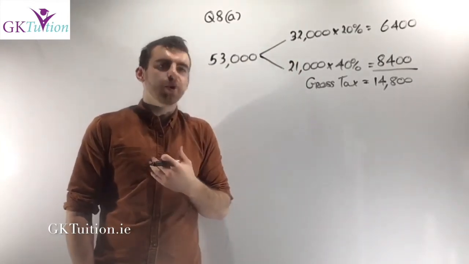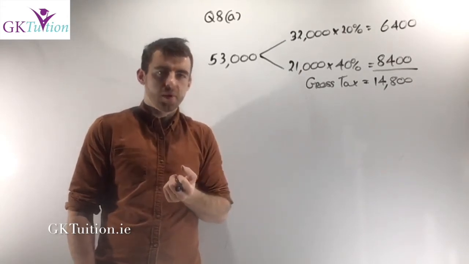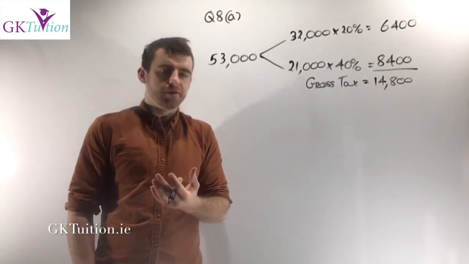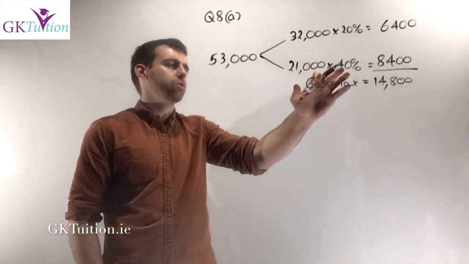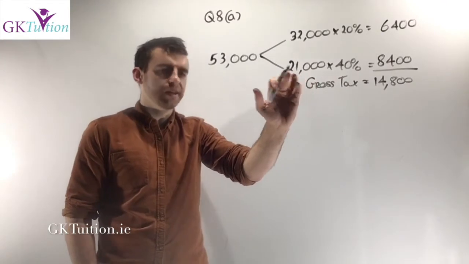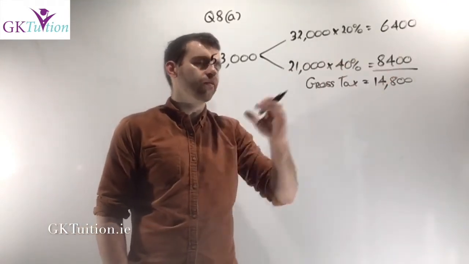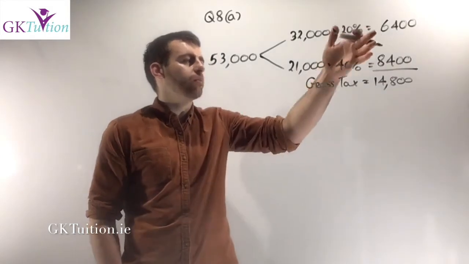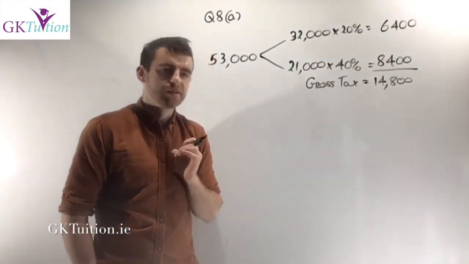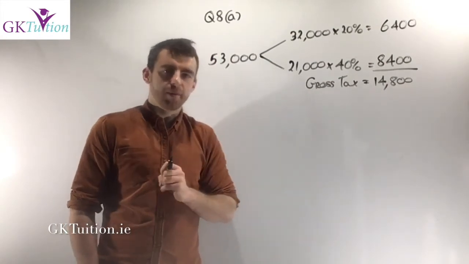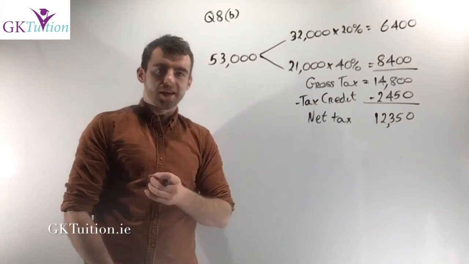So Sean is earning €21,000 above the standard rate cut-off point. Anything you earn above the standard rate cut-off point, you pay at the higher rate of tax. So Sean has to pay 40% on the remaining €21,000. 40% of 21,000 is 8,400. If I now add up both of these values, it gives me €14,800, and that's his gross tax and final answer for part A. In part B, we're asked to work out Sean's net annual income.